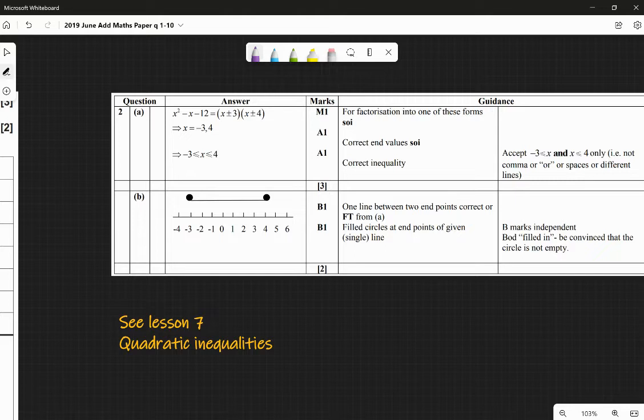Okay, so let's look at the mark scheme. It just shows you how you can get the marks. If you've done factorizing but not very well and got the wrong positives or negatives, you can still get method marks. And yeah, those are the only ways that it shows. It doesn't talk about the graph, but I think the graph really helps you decide that. So if you want more work on this, have a look at my lesson 7 on quadratic inequalities.